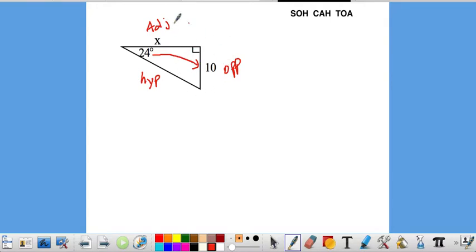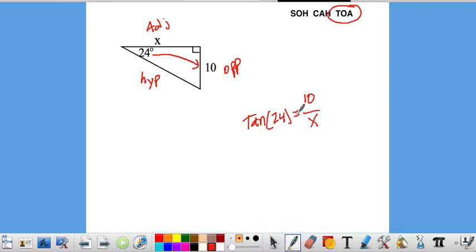Well, now you have to ask yourself which of these trig ratios can we use with the opposite and the adjacent side. And you have to figure that out on your own. Opposite and adjacent, that's opposite hypotenuse, adjacent hypotenuse, oh, TOA. So we're going to use tangent because that relates opposite and adjacent sides. So the tangent of 24 is equal to 10 over x.